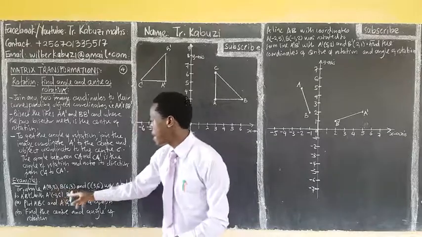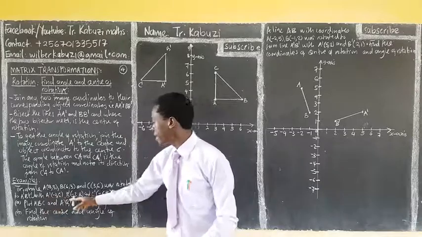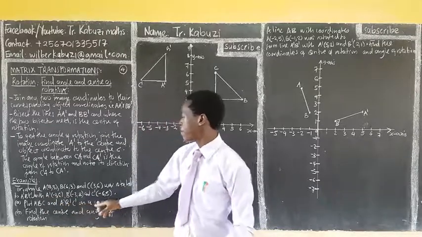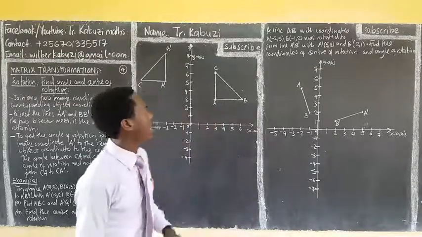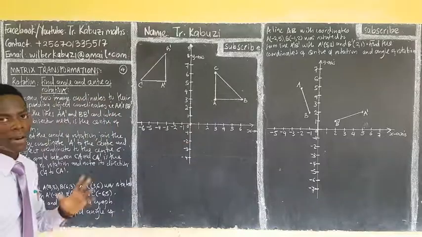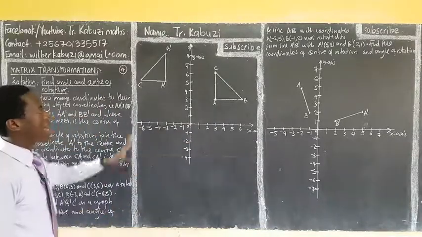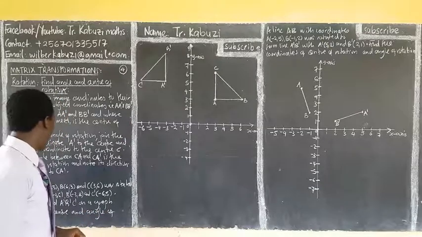A triangle ABC was rotated to A prime B prime C prime, with coordinates given for ABC and A prime B prime C prime on a graph. Find the center and the angle of rotation. So we are done with plotting them. I think everyone can plot now. I'm done with plotting all the coordinates. Then I'm going to find the center and the angle of rotation.